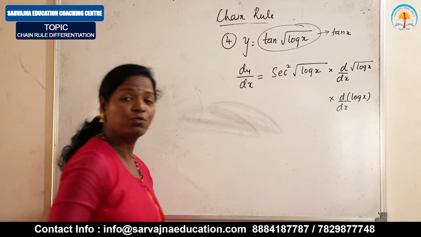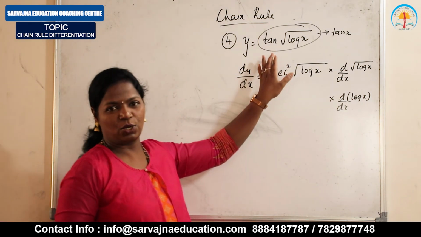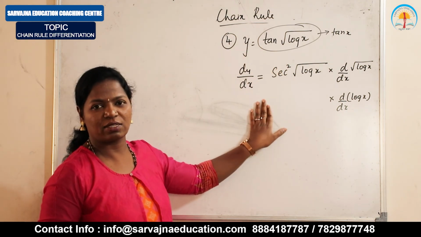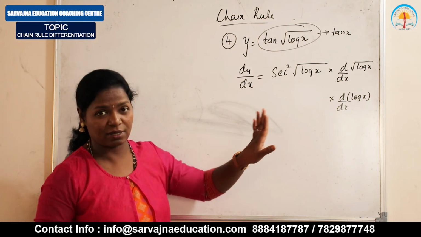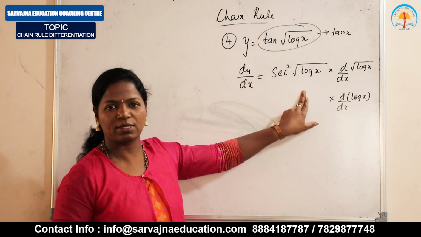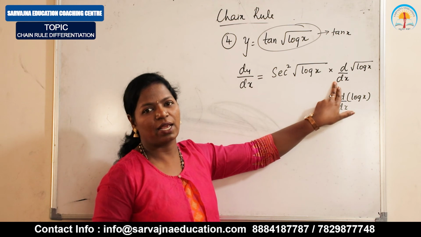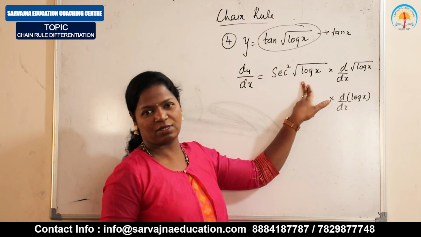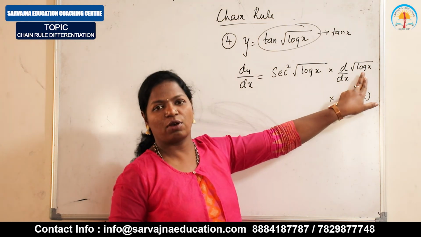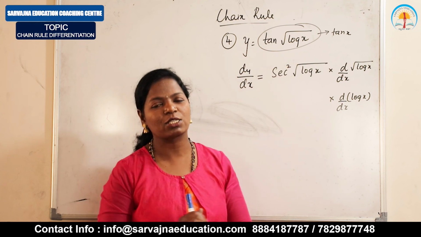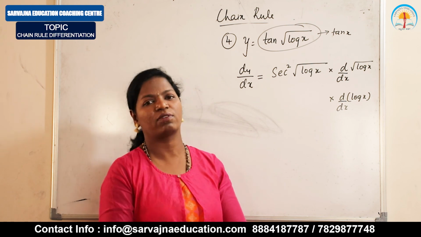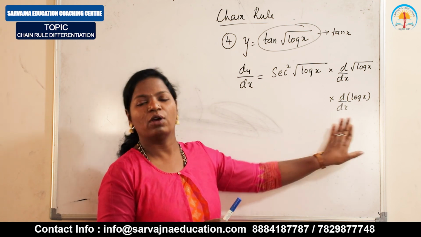Guys, understood? Don't get confused here. First it looks like tan x. Differentiation of tan x is secant square x, but in the place of x, root log x is there. That's what? Secant square root log x into d by dx of root log x, no? That we have to differentiate. But root log x looks like root x, correct? But in the place of x, log x is there. Again we have to differentiate that. So d by dx of log x.